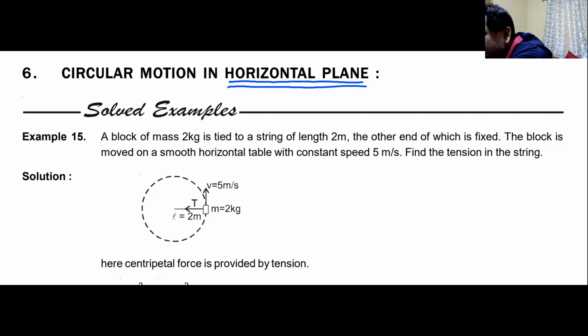Now, since we have understood what motion in a horizontal plane is, can anyone give me examples of motion in a horizontal plane? There are millions of examples, an infinite number of examples. Can anyone cite any example of circular motion in a horizontal plane?